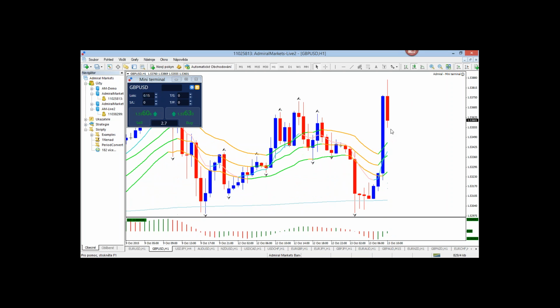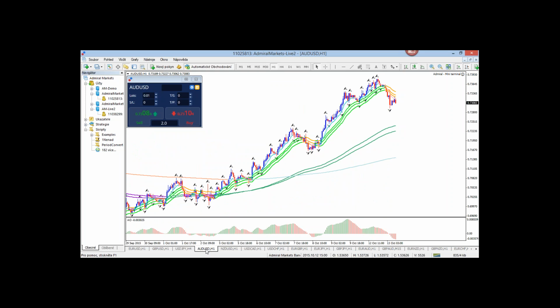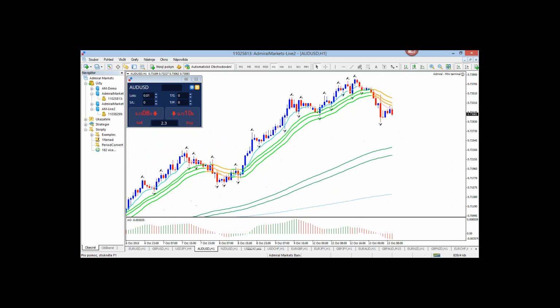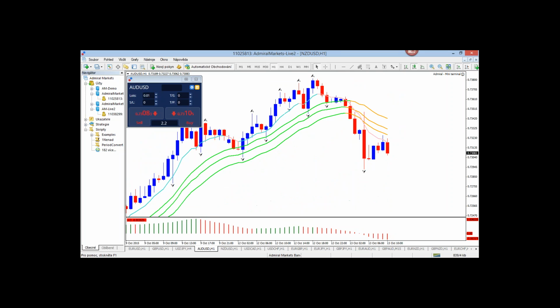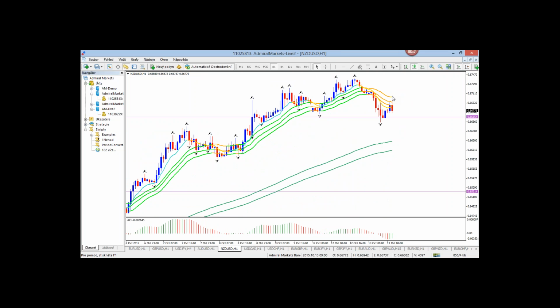But it's a decent retracement, definitely. AUD-USD is slightly rejecting off that band. Kiwi too would like to get above that band for a breakout to the upside.